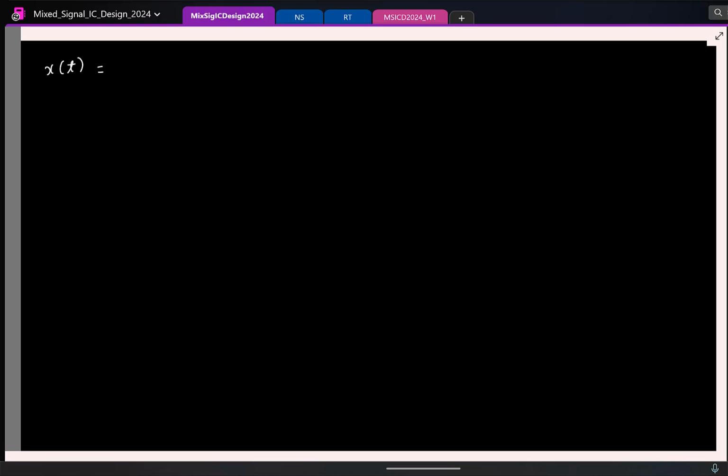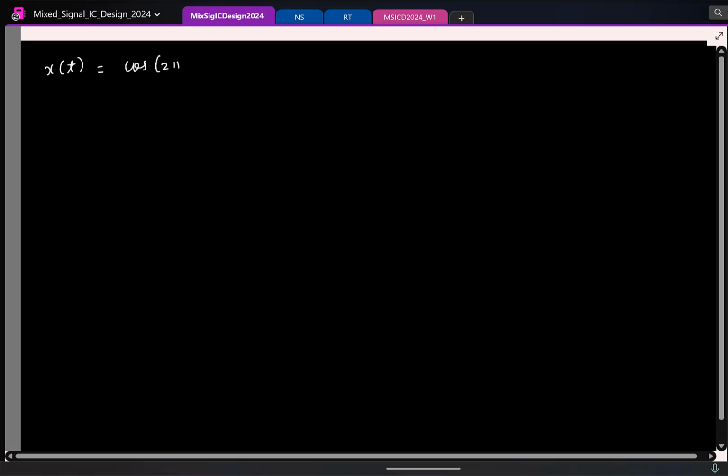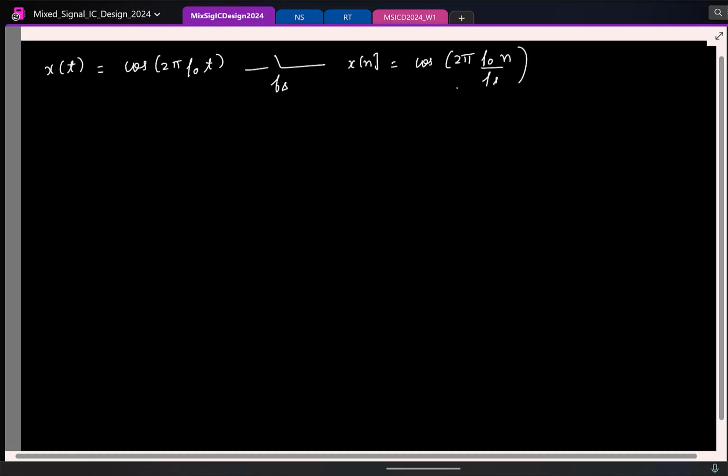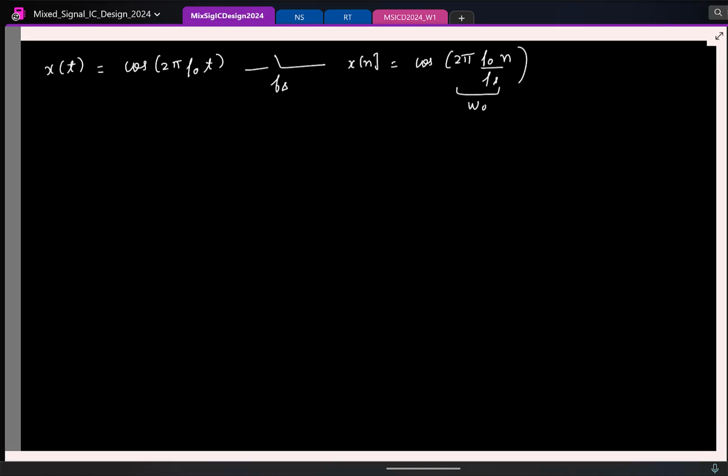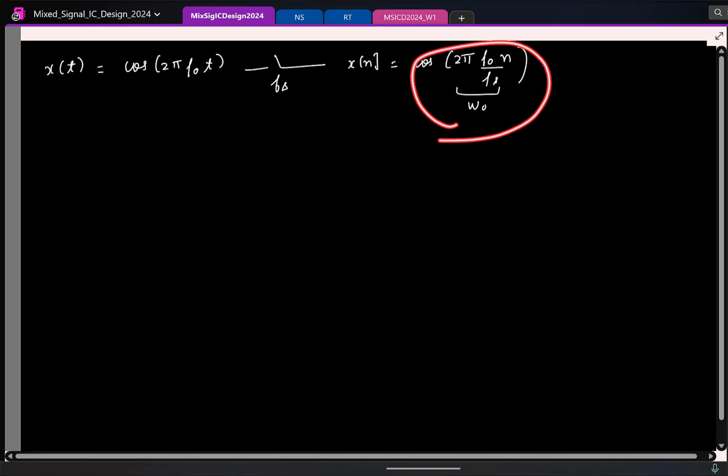So the idea is I'm taking the sinusoid, let us say cos 2 pi f naught t. I sample at a sampling rate fs. What is the discrete time sinusoid I get? Yeah, cos 2 pi f naught into n by fs. Okay. So I'll call this as my discrete frequency omega naught. So now we are trying to find the discrete Fourier transform of this discrete time sequence. That's what we are trying to do.